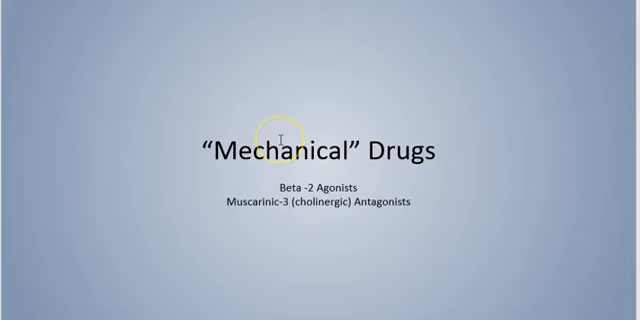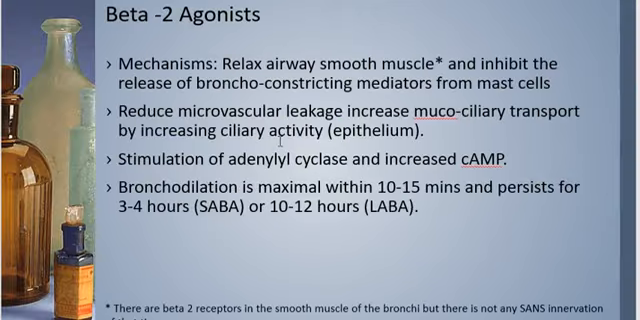And these are the beta-2 agonists, or the muscarinic 3 cholinergic antagonists. What they're going to do here is we're going to see a relaxation of the smooth muscle that surrounds the bronchi. And we're going to inhibit the release of some of these bronchoconstricting mediators that come from mast cells. So it's a twofold mechanistic approach, but really when you talk about your beta-2 agonists, you're really thinking of this really potent smooth muscle relaxation.